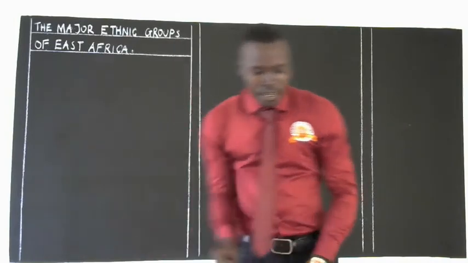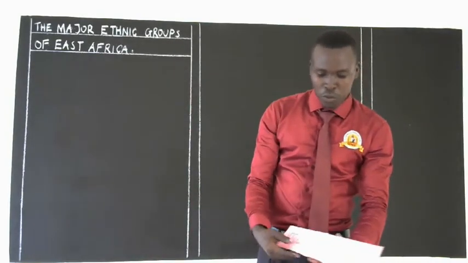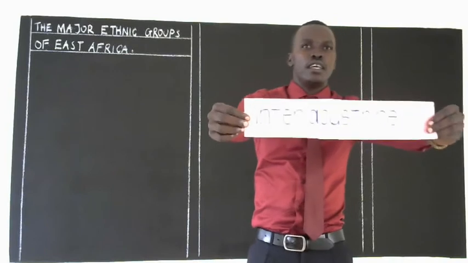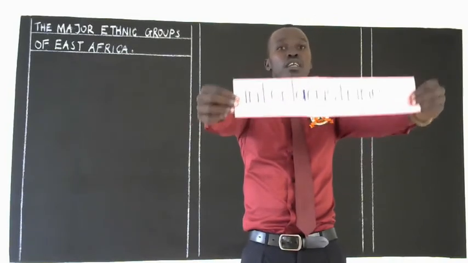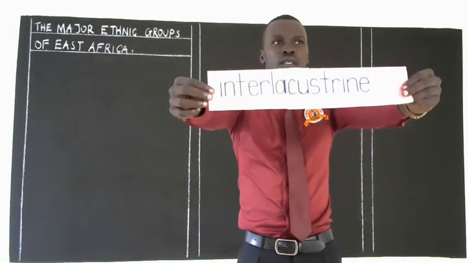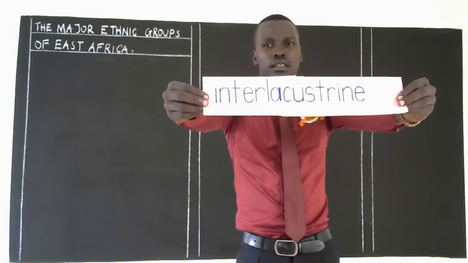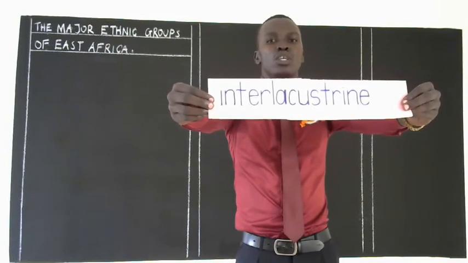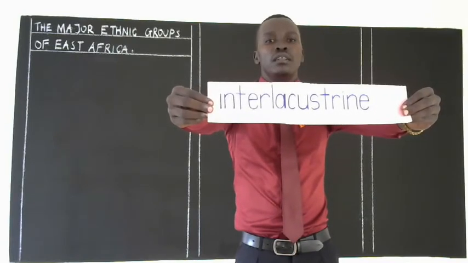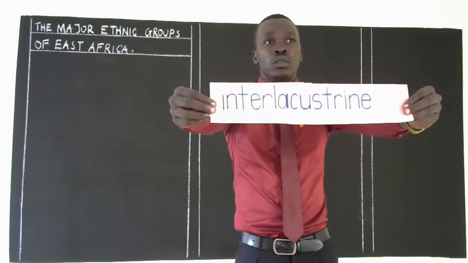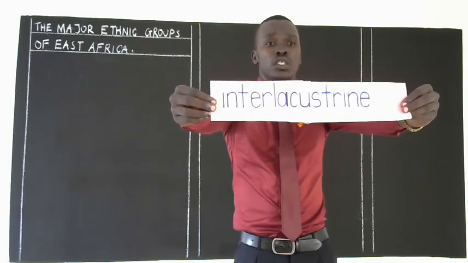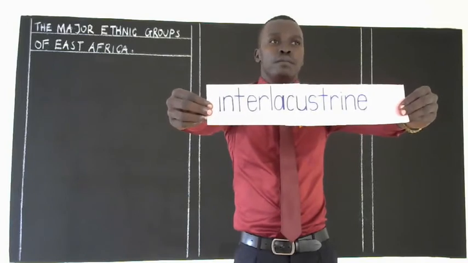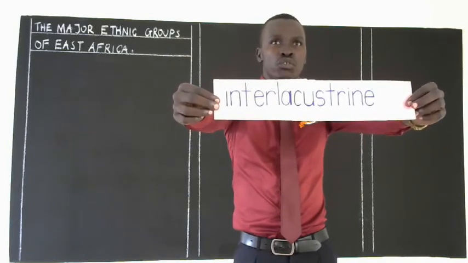Good. Another word we shall be interacting with so closely will be this one. This one is interlacustrine. Repeat after me, interlacustrine. Let's spell it I N T E R L A C U S T R I N E. The word is interlacustrine.